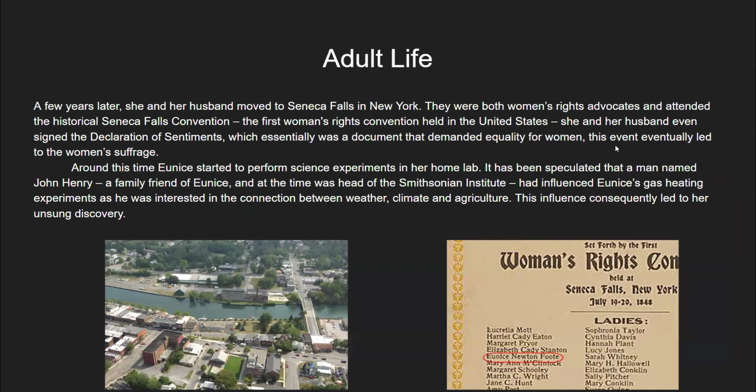A few years later, she and her husband moved to Seneca Falls, which is pictured in the bottom left. They were both women's rights advocates and attended the Seneca Falls Convention, and both of them signed a Declaration of Sentiments, and that's pictured in the bottom right. Around this time, Eunice started to perform science experiments at home, being influenced by a family friend named John Henry.